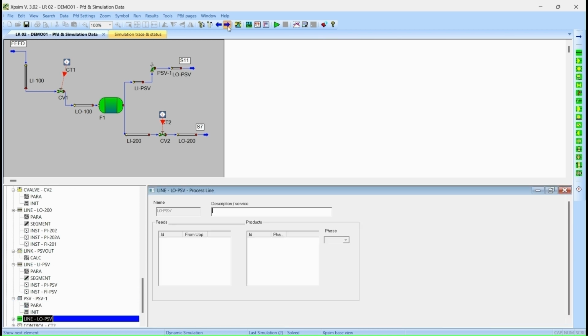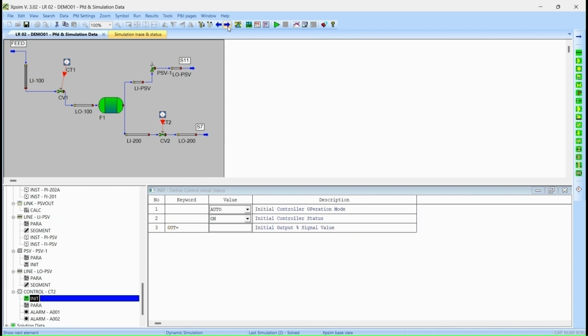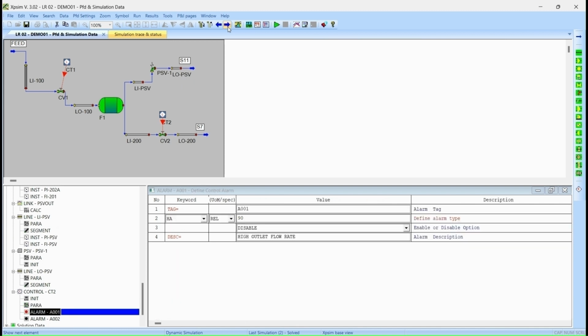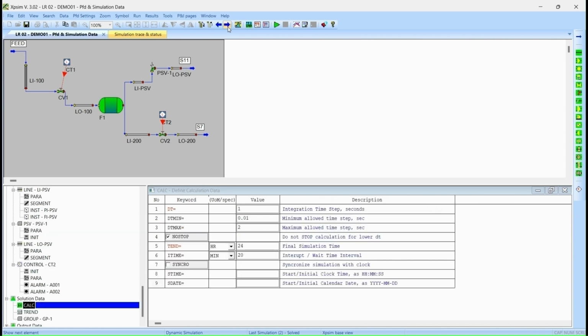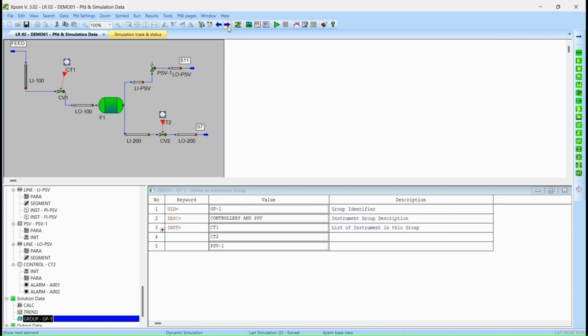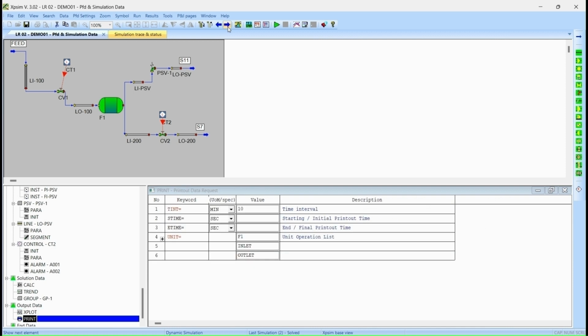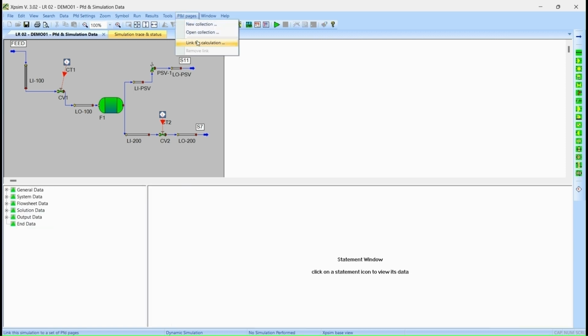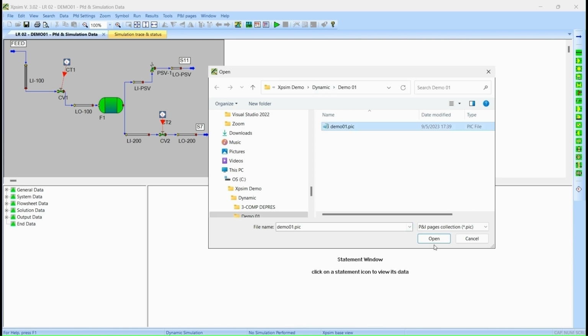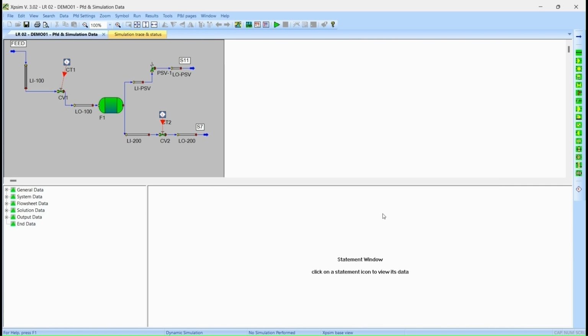The safety valve discharge pressure is set at 40 bars. The outlet gas flow rate is controlled at 70,000 kilograms per hour. This will cause gas buildup with pressure rise. Afterward, the calculation is linked to the PNI collection file. And the simulation is started.